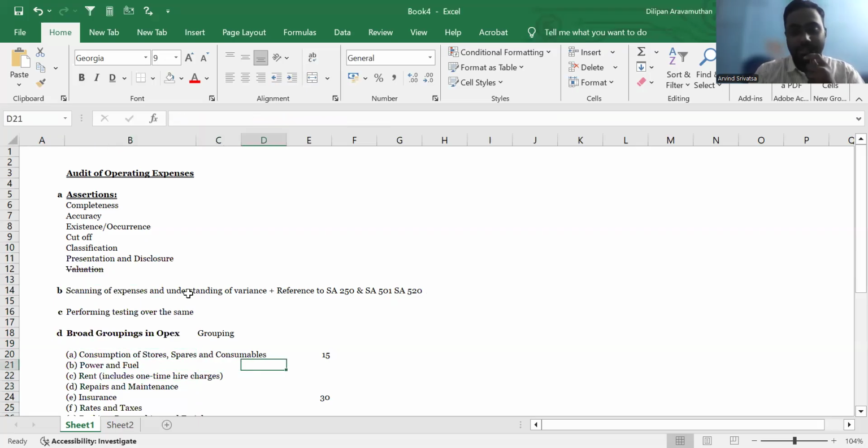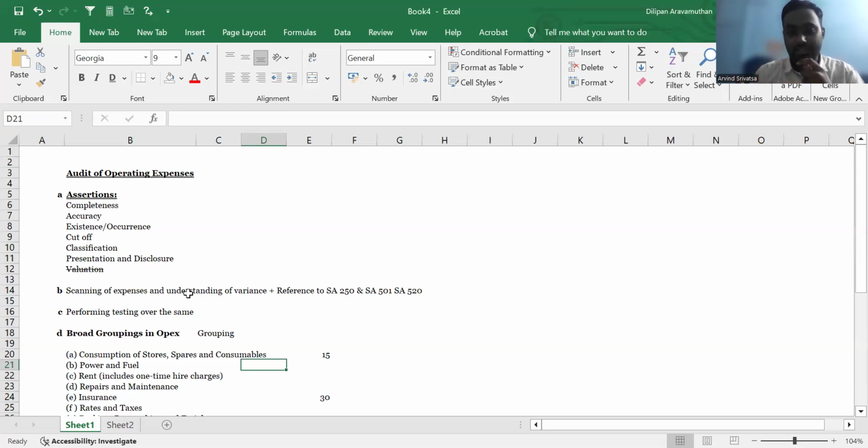Power and fuel, in case of a manufacturing industry, will be driven to a great extent by production. Let us say you know the production of last year, and you know how much power and fuel was incurred last year. You can do an analytical procedure saying, for this much production, this was the power and fuel cost I incurred. So for this much production in the current year, how much power and fuel cost should I incur? Yes, there might be some one-time expenses sitting in power and fuel, in the previous year or in the current year, which you need to scrap out in the analysis. This is one of the analytical procedures you could do to understand whether the variance is in line with the expectation, because that is what your SA 520 says.